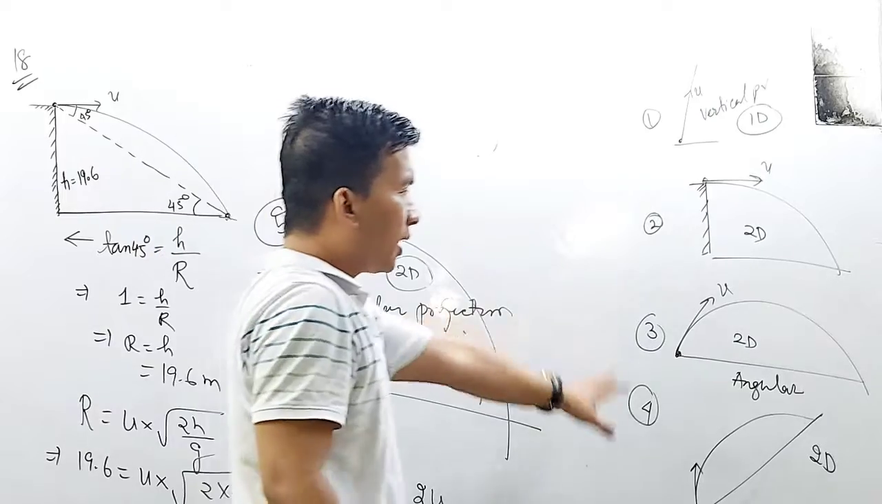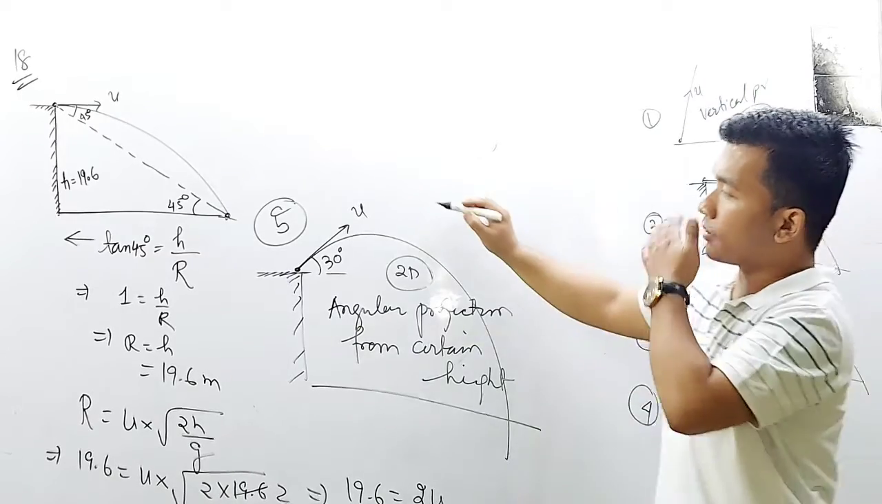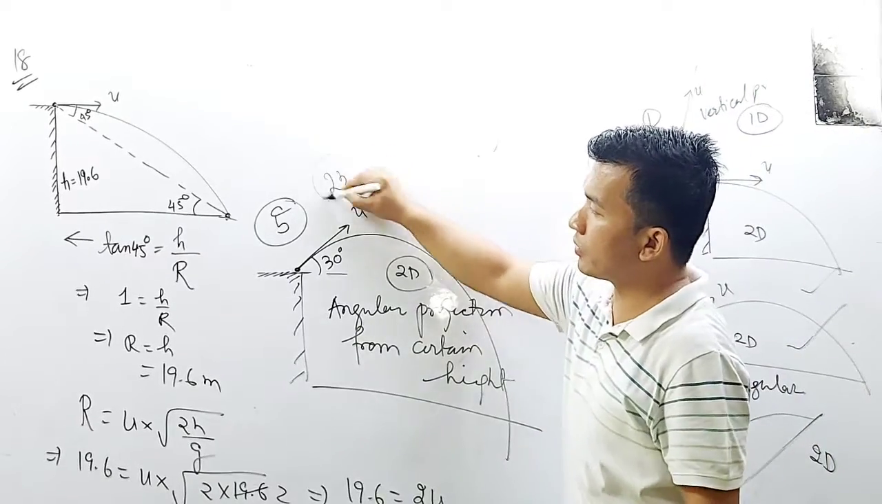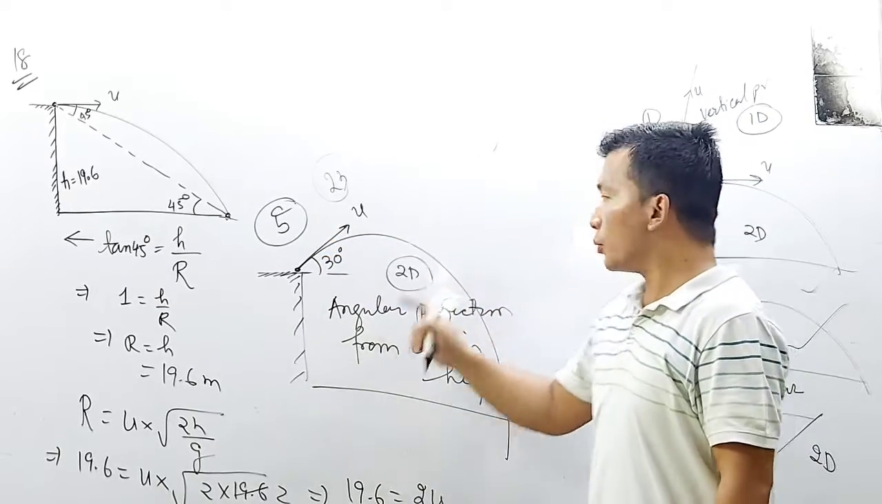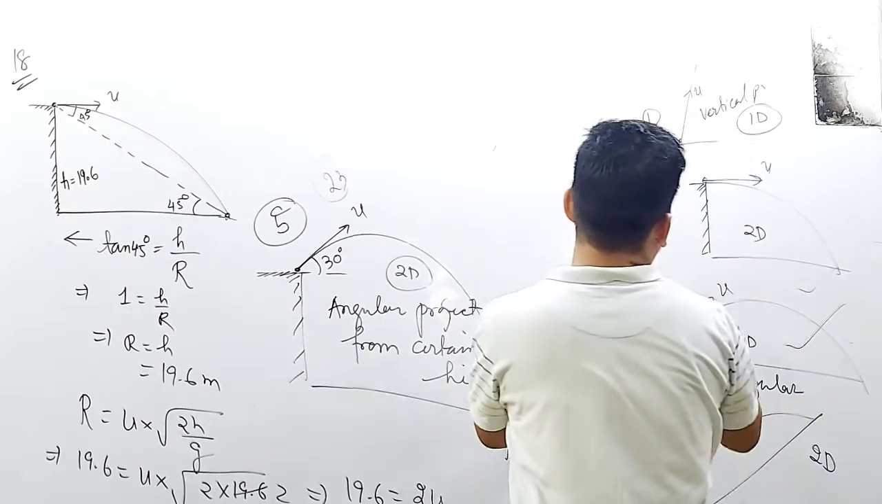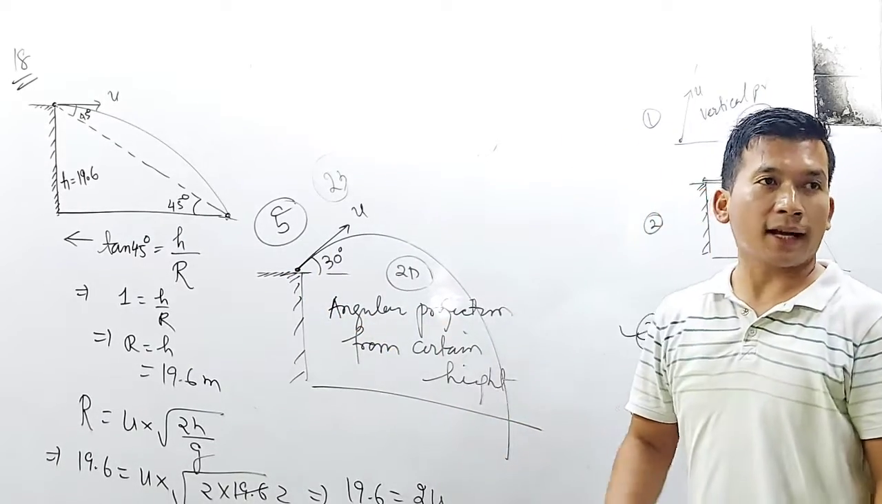Basically, under two dimensions we must study four different types of projectile. In the exam, horizontal projectile and angular projectile are being asked, and one such question, question number 23, is based on your point number 5, angular projection. Without knowing this concept, we cannot calculate this.